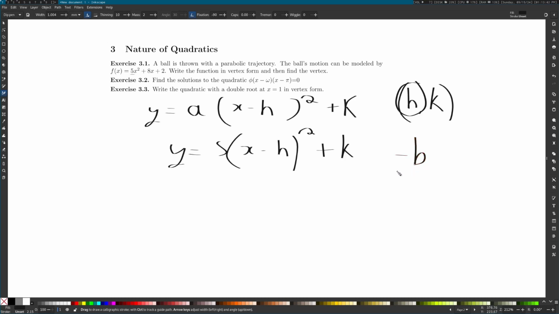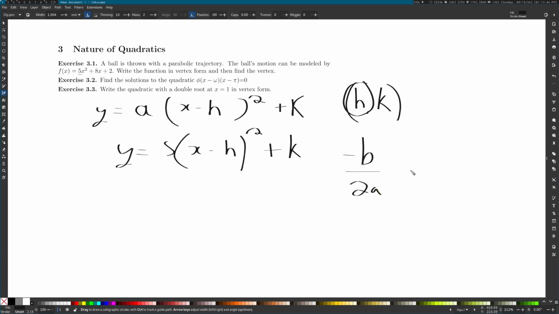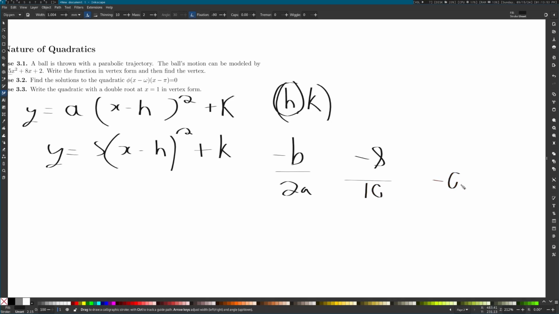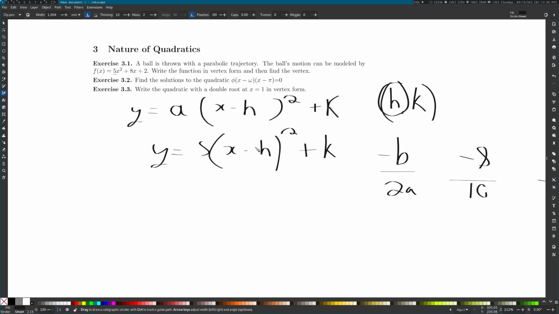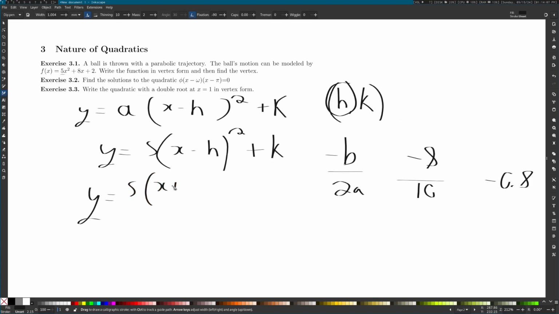Negative b over 2a. Okay, so negative b is negative 8 divided by 10. So we're just going to write it in decimal form, negative 0.8. Okay, so we have the h term now. 5 times (x plus 0.8), since we do minus negative 0.8, and we square this, plus k. Now to find the k term, we're going to plug in negative 0.8 into the quadratic.